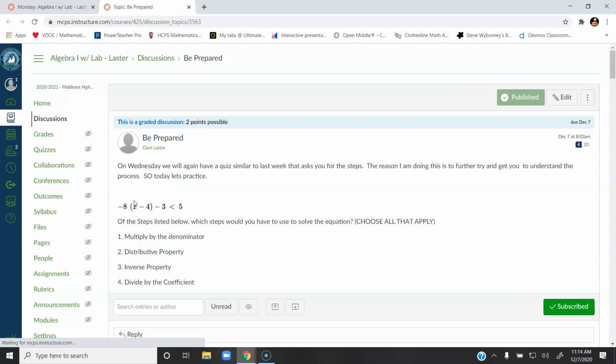Our discussion simply says, on Wednesday, we're going to have a quiz or a practice, or whatever you want to call it, that's similar to last week. All I'm asking you to do is give me the steps. What steps would I have to do to solve this problem? If you look at this, would you multiply by the denominator? Would you use the distributive property? Would you use the inverse property to divide by the coefficient? Would you use all of them? Would you use some of them?